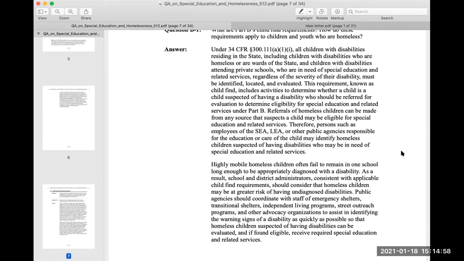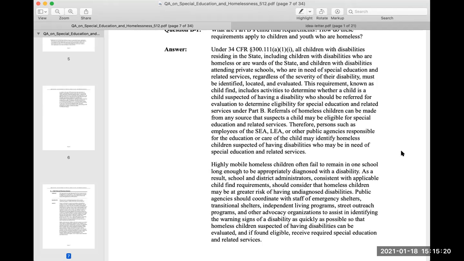Highly mobile homeless children often fail to remain in one school long enough to be appropriately diagnosed with a disability. As a result, school and district administrators, consistent with applicable Child Find requirements, should consider that homeless children may be at greater risk of having undiagnosed disabilities.